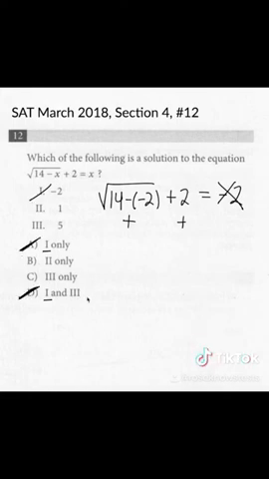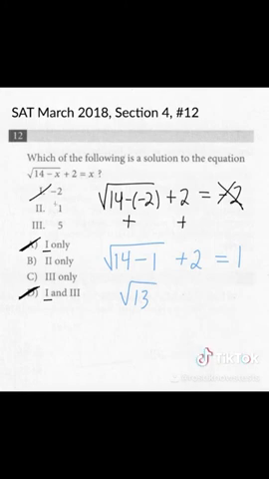So now I've narrowed it to 2 and 3. Let's just try number 1, or let's try 1. So we have 14 minus 1 plus 2 equals 1. Well, this is root 13, and root 13 is some irrational mess, so also I can eliminate that, which leaves us with 3, and that is the correct answer.